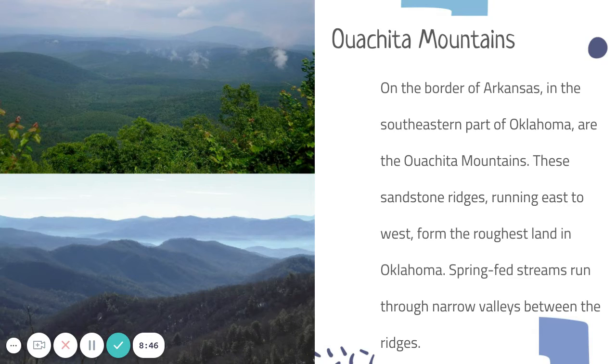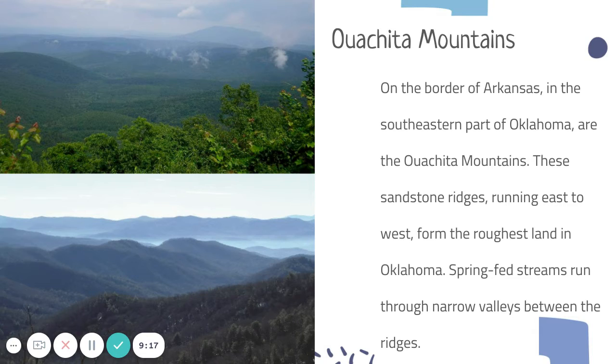These mountains, they have sandstone ridges. They are running east to west, and they are going to form the roughest land in Oklahoma. I mean, look at those pictures. I mean, it's beautiful. It's these not rolling mountains, but these steep elevations and drops. We see these valleys, these depressions. So we see this idea of a mountain system within Oklahoma.